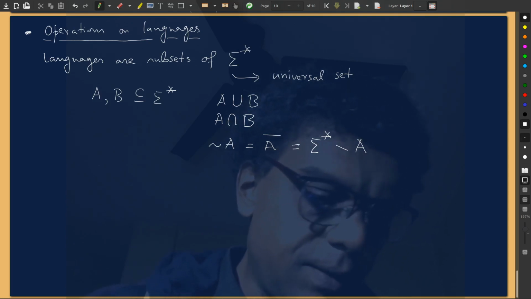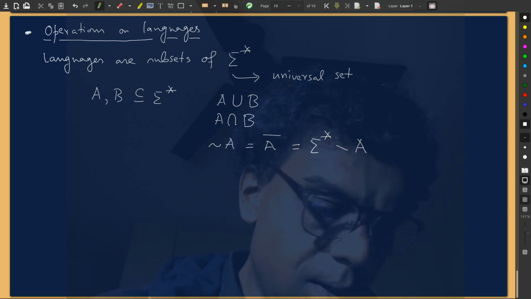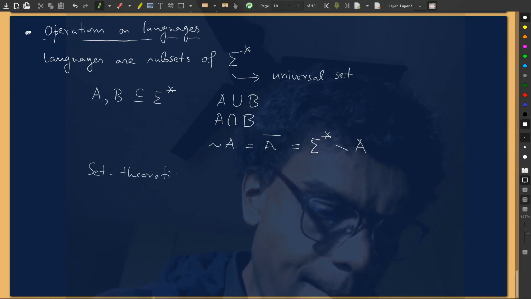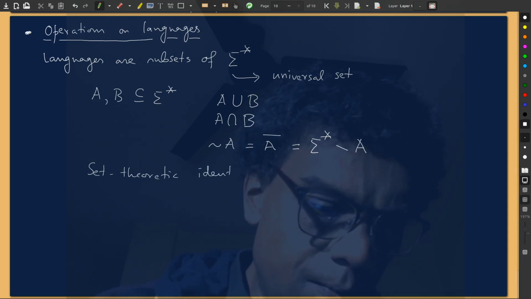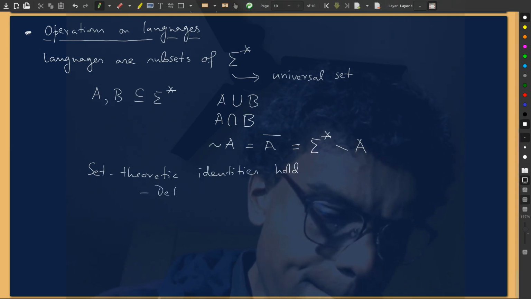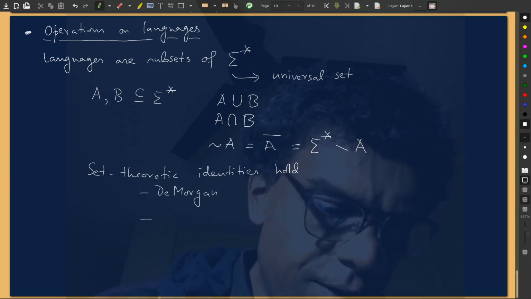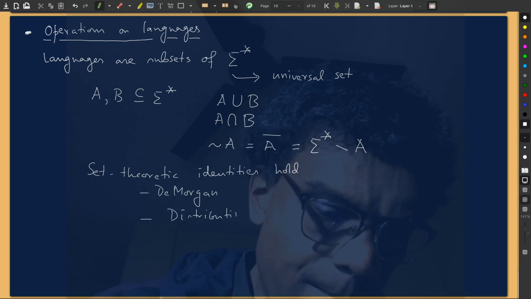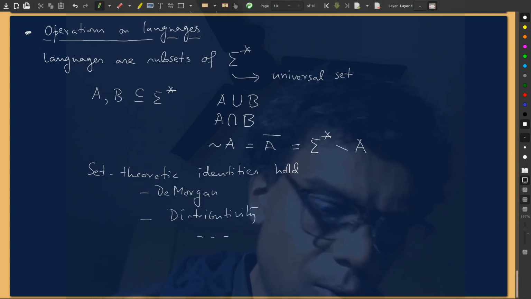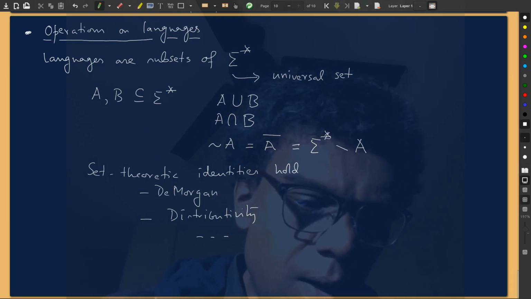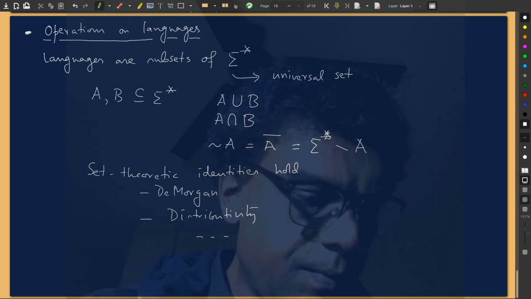And since they are sets, all the set theoretic identities hold. Right, like De Morgan's law, distributivity of union over intersection, intersection over union, all these things hold. Okay, and so on. So we do not need any special treatment for this.